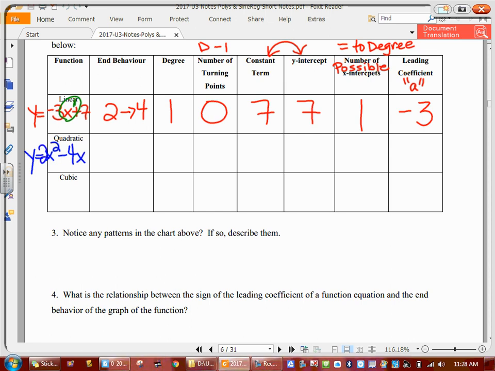So the end behavior, the x squared is positive. That means it's going up. If he is an up function, he is going 2 to 1. My degree matches the highest exponent on my x variable, which is 2. My turning point is 1 less than the degree, so that's going to be 1 turning point. My constant is a negative 9, which is identical to my y-intercept. The number of possible x-intercepts is equal to my degree, 2. And my leading coefficient is what is in front of my x squared, and that is going to be a 2. Well, let's take a look at the cubic function.